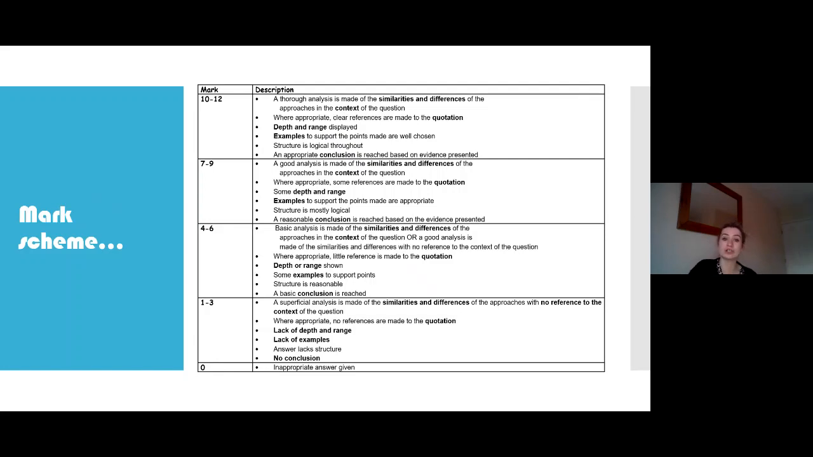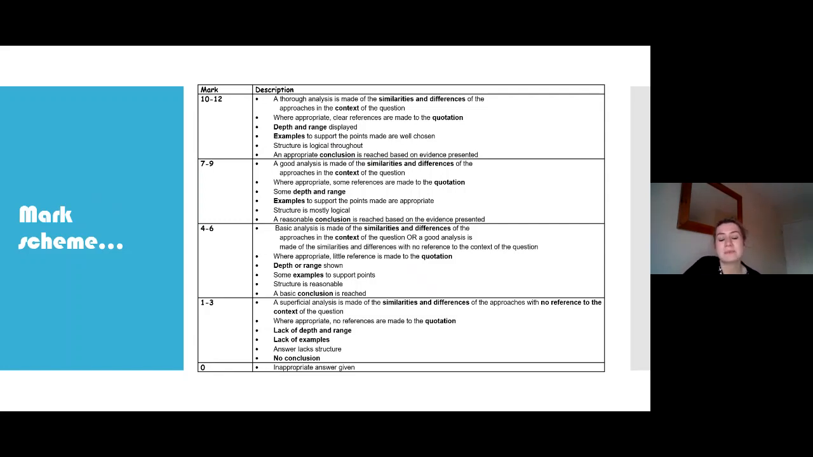Structure is mostly logical, so it reads quite nicely. You've put connective sentences in, you've made it clear which approach you're talking about and which one you're going to move on to talk about. And then a reasonable conclusion is reached based on the evidence presented. So you've written a really nice conclusion and it really does sum up the points that you've made in your actual essay. And then right at the top mark band then, 10 to 12 marks.